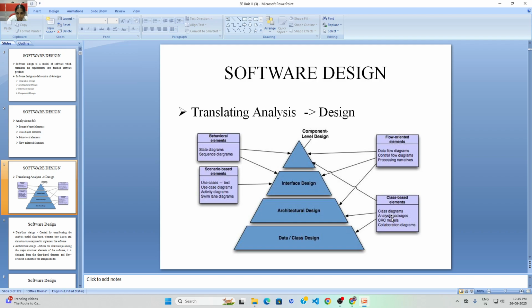They are using the class diagram, analysis practice, CRC models, and collaboration diagrams. Then in flow oriented elements, data flow diagram, control flow diagram, and processing narrative. So the last one is the data or class design. In data or class design, only the class based elements are connected to that. These are the translating analysis from these diagrams.